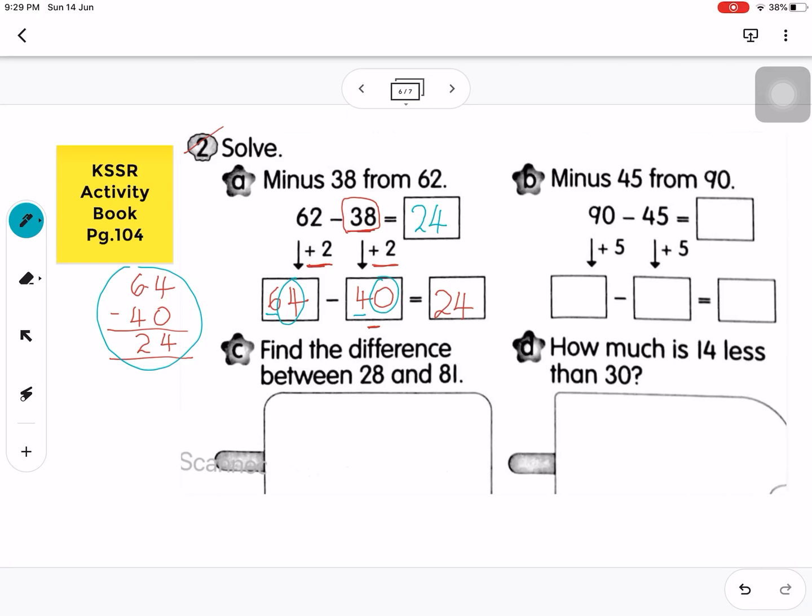For B, minus 45 from 90. That means it's 90 minus 45. The first step is to change the number in the middle, 45, into the whole number, the biggest group of whole number. 45 plus 5 is 50. Now I plus 5 here, so the number in front, I also need to plus 5. 90 plus 5 is 95. Now I can subtract.